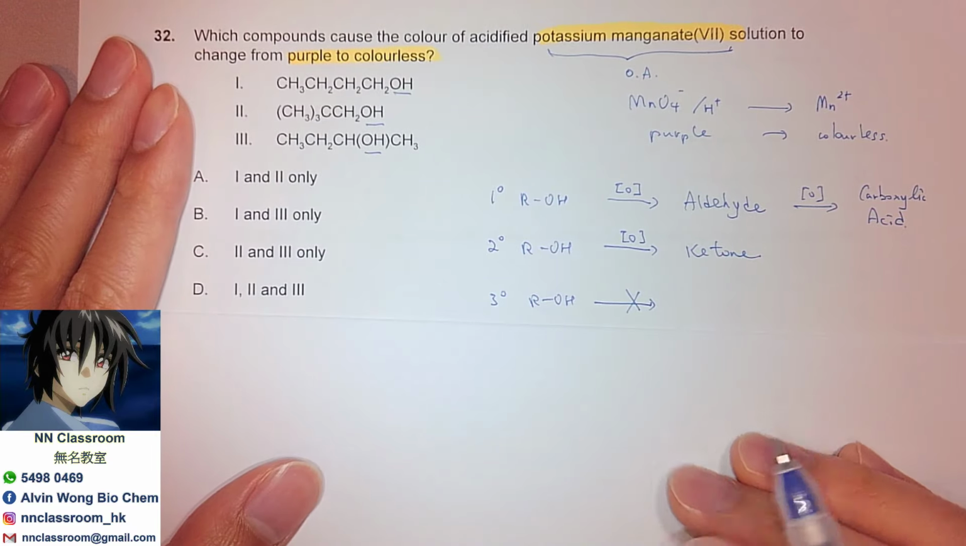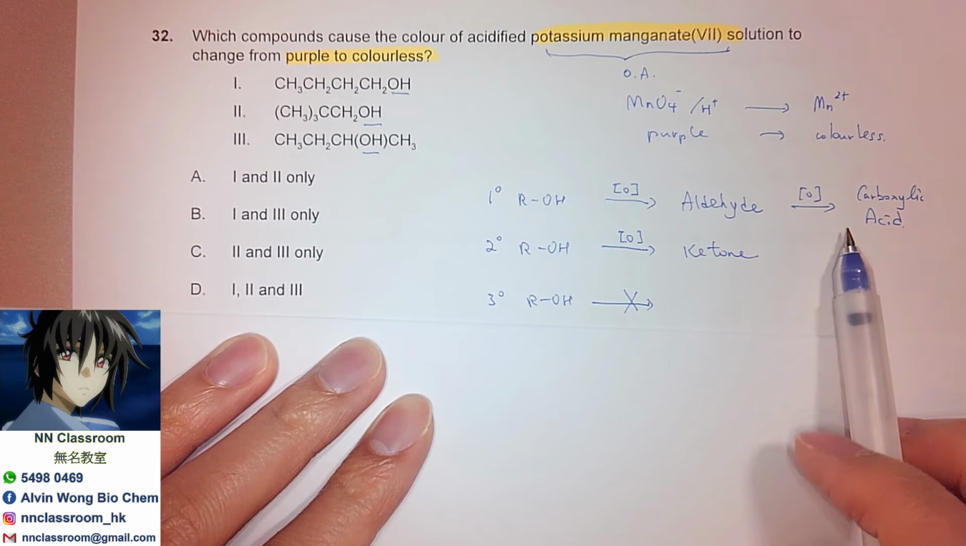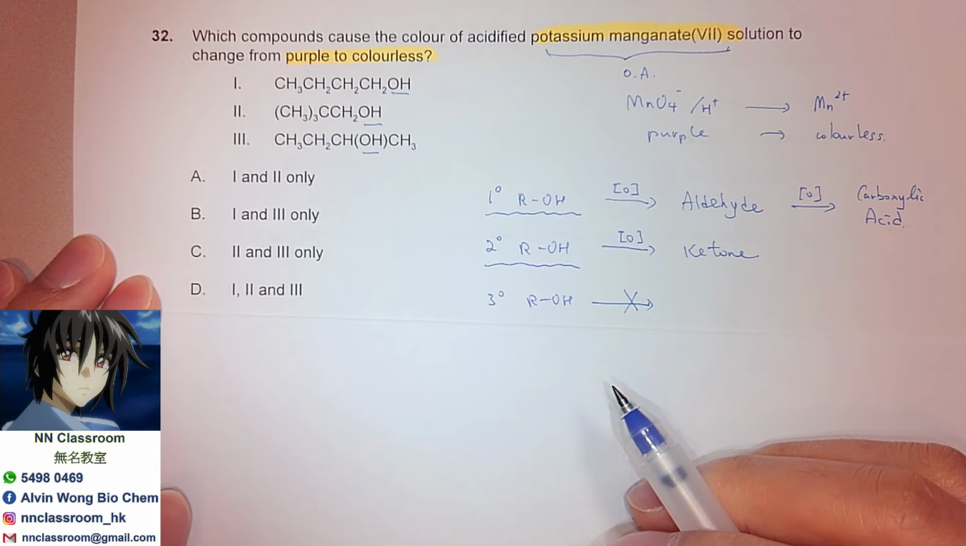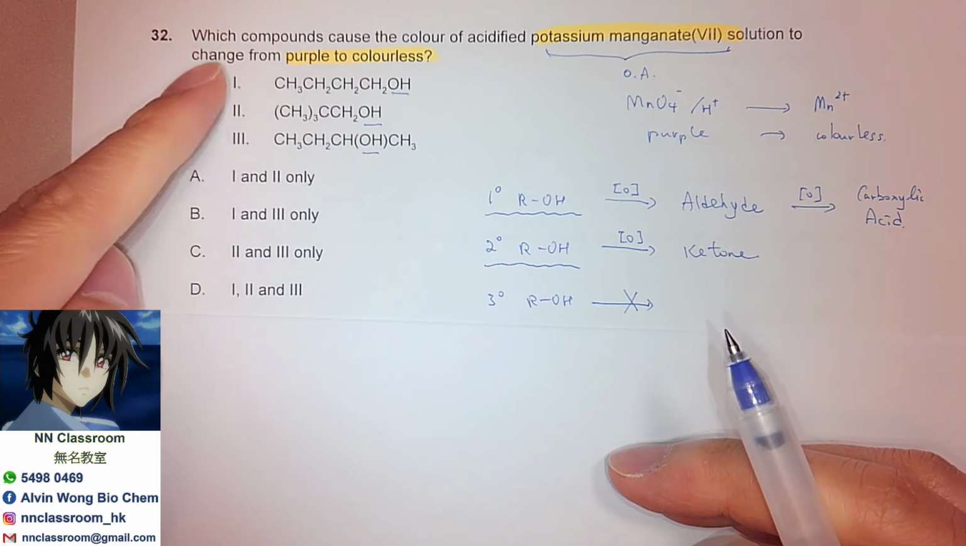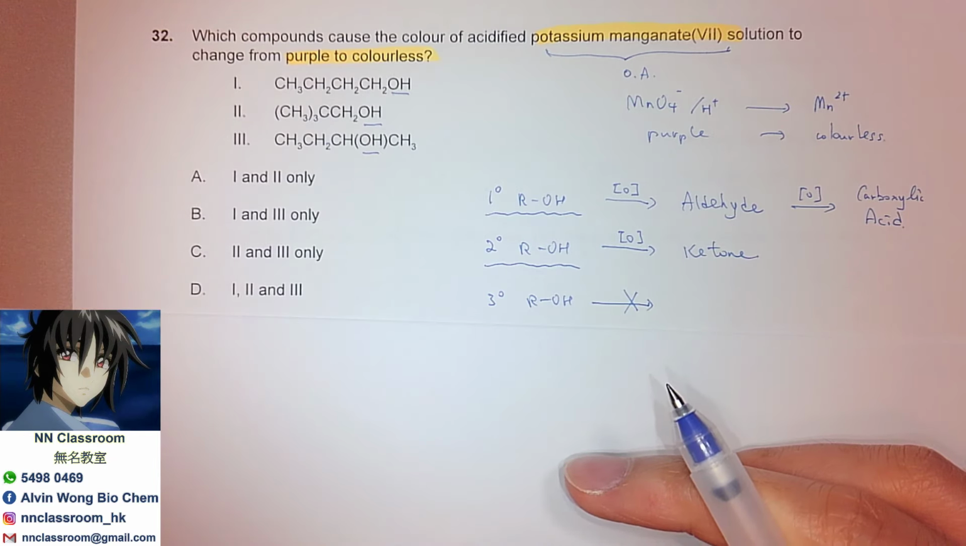So which means it can go 2 rounds. First to aldehyde and carboxylic acid. So which means both primary and secondary alcohols are able to undergo oxidation. So which means now we should find out which of the following alcohols are primary or secondary, but not tertiary.